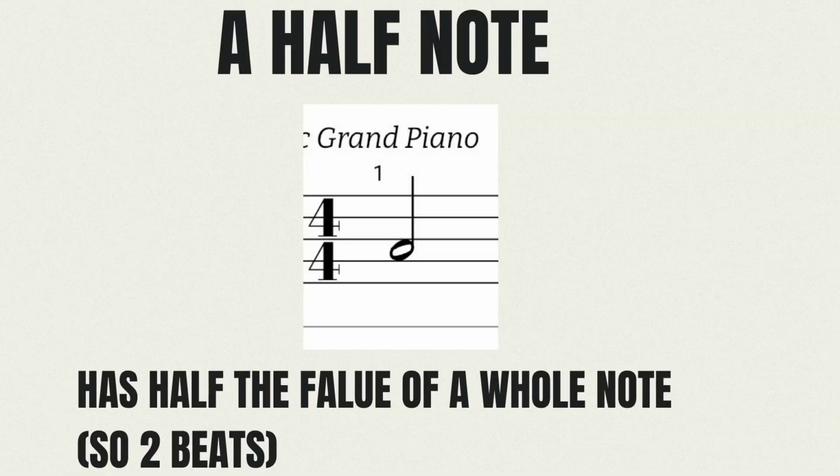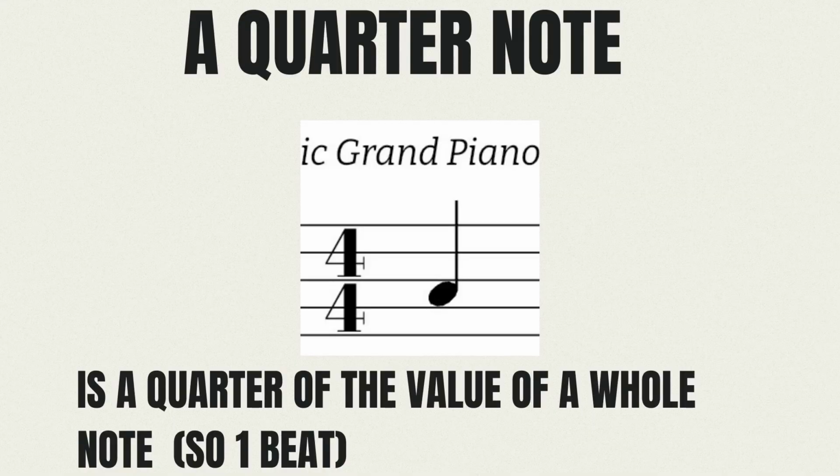Next we have a half note. A half note is half the value, so it's 2 beats. So 1, 2, 1, 2. It takes up 2 beats in a measure. After that we have a quarter note. A quarter note, who'd have thought, is just a quarter of the value. So it'd be da da da da.